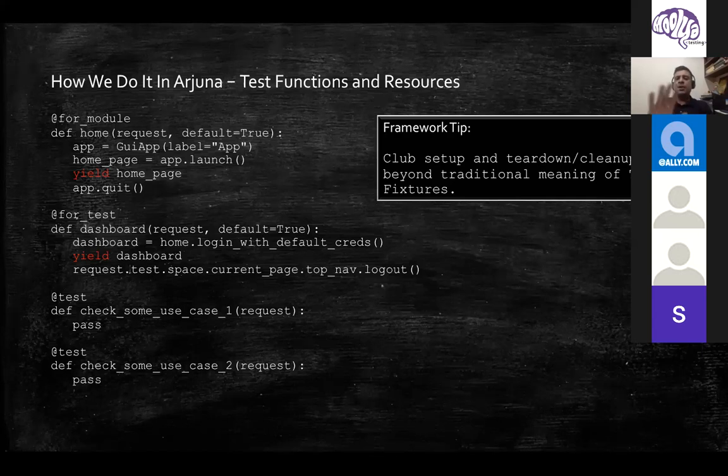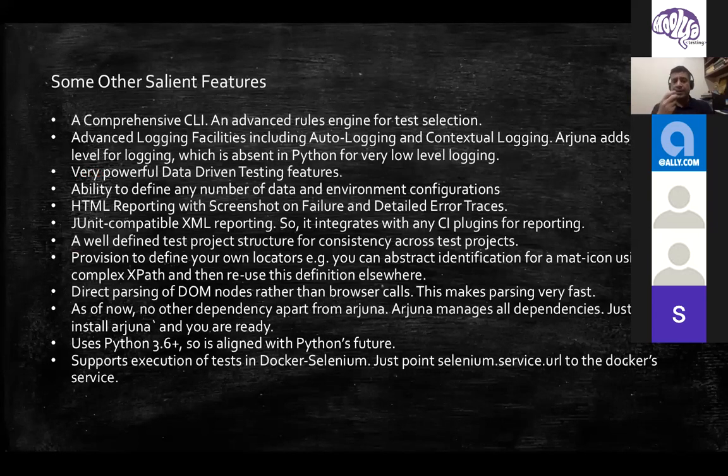On that note, I'll just give you highlights of some other features. Arjuna is more than these as well. There's a comprehensive CLI with help to trigger the tests. Arjuna also provides logging facilities. And there's a concept called contextual logging, which is under development, so that you can control, let's say you want to log only configuration settings. So you can just tell it to log configuration.